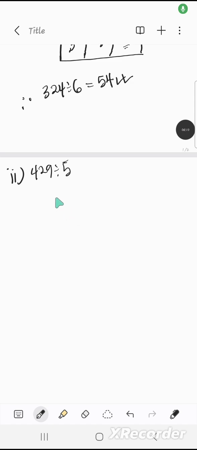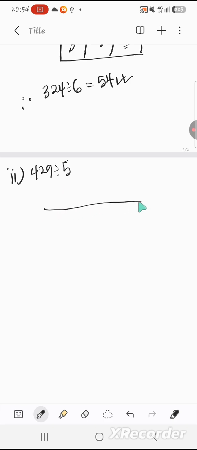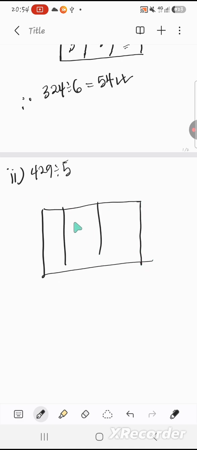So let's look at the second example. It says 429 divided by 5. We're still going to do the same thing. We draw our box. Then, because this is 3 digits, I will divide this into 3 parts. Then I will fix my digits inside. So I have 4, 2, and 9. And my divisor, which is 5, will be here.